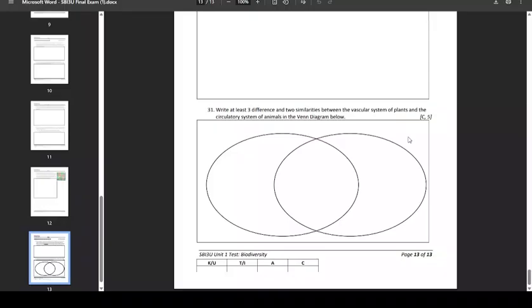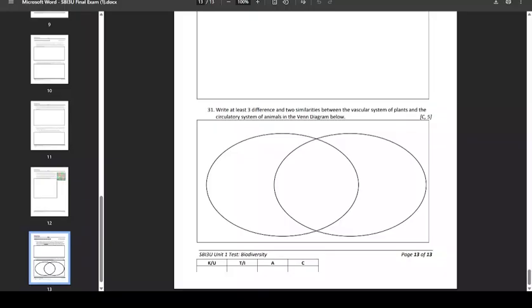Draw a Venn diagram showing the similarities and differences between the vascular system of plants and the circulatory system of animals. So let's go ahead and start. For plants, it transports water, minerals, and sugar. So it's only for water, it's only for plants, because we know that the circulatory system is mainly of blood. There's no way you're going to transfer water through blood, so that's not how it works.